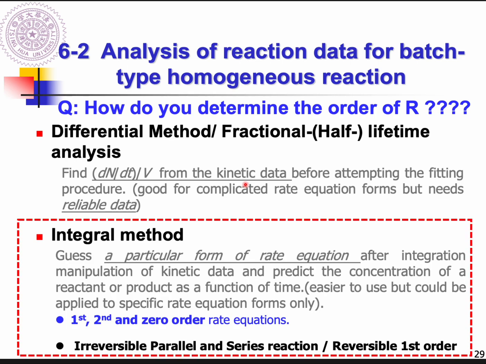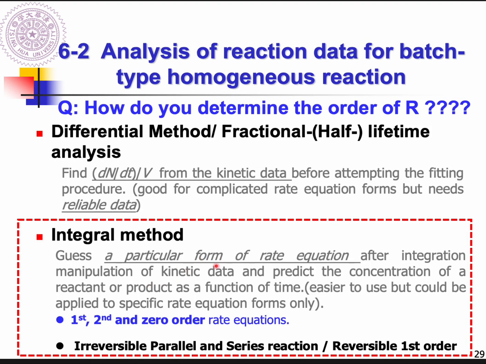But the other method we are going to introduce is called the integral method. In the integral method, we need to derive the particular form of the rate equation for zero order, first order, and second order. As long as you get the particular form, you can input all your data to see whether it fits this rate equation or not. Then you have a chance to know whether your chemical equation belongs to first, second, or zero order.